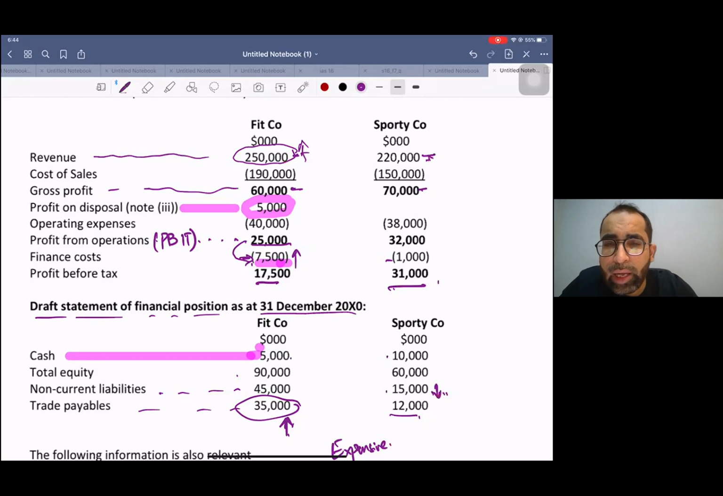Now, how are we going to calculate operating profit margin? The formula for operating profit margin is PBIT divided by sales into 100. So this is your PBIT, 25,000. Sales is 250,000. So PBIT 25,000 upon sales 250,000 into 100. Similarly, for Sporty company, 32,000 divided by 220,000 into 100.